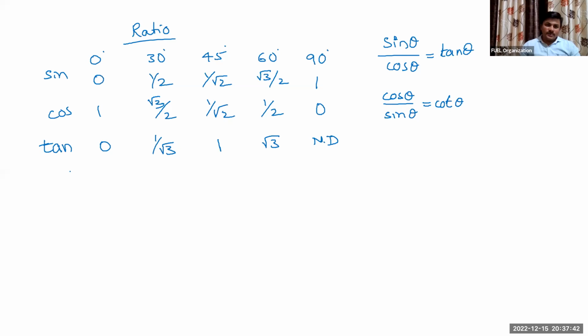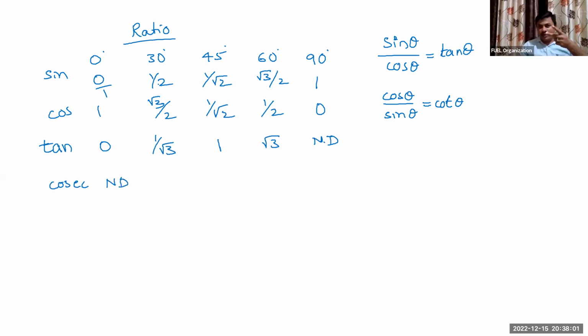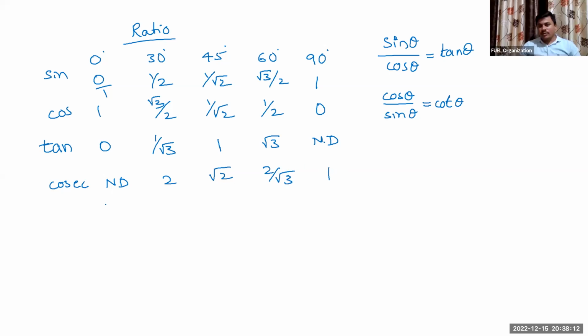So, similarly, for cosecant we will get 0 by 1. Because nothing is there in the denominator, I wrote 1. If you take the reciprocal of it, 0 by 1 becomes 1 by 0. 1 by 0 is not defined. And here 1 by 2 is there, if you take the reciprocal you will get 2. Root 2. 2 by root 3. And the last one is 1 by 1, which is obviously 1.